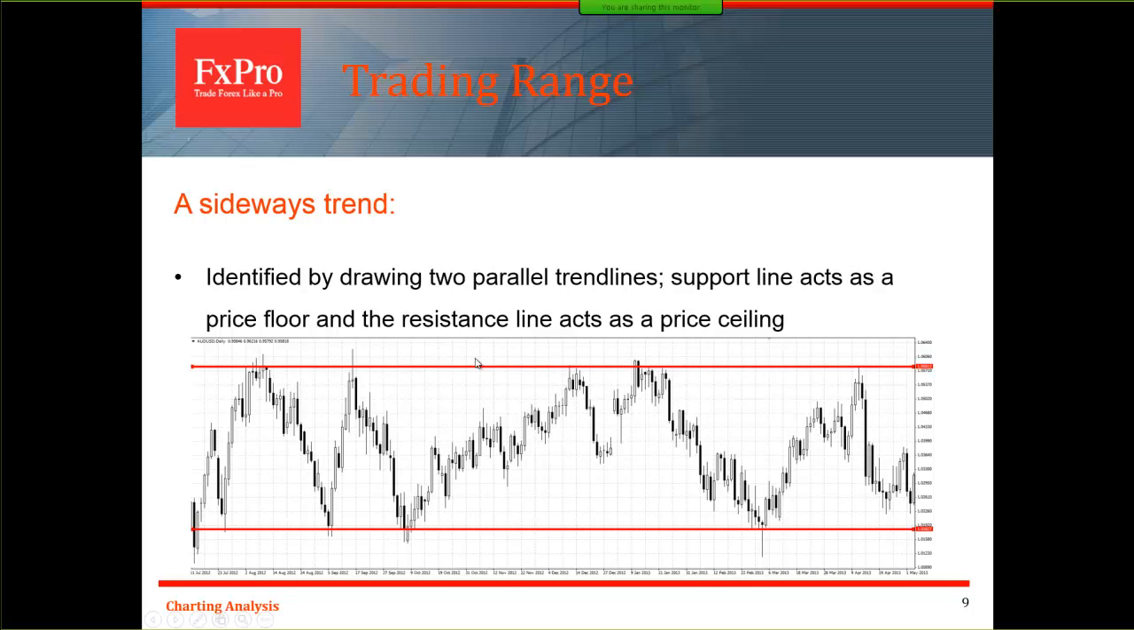A trading strategy you can employ in such a sideways trend is to short after price has found resistance yet again. So we're finding resistance, so short once you find resistance at the ceiling, placing a stop loss a bit above the resistance level.